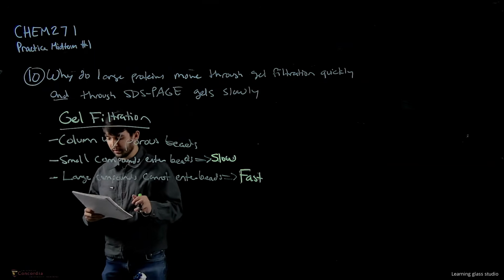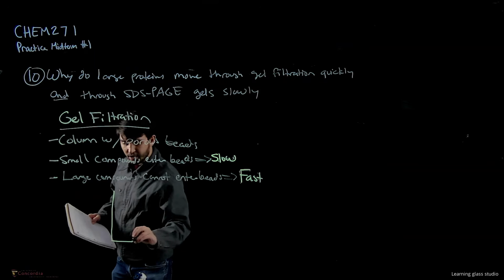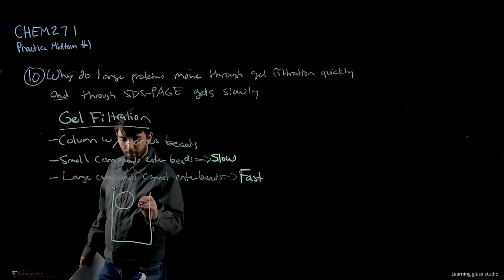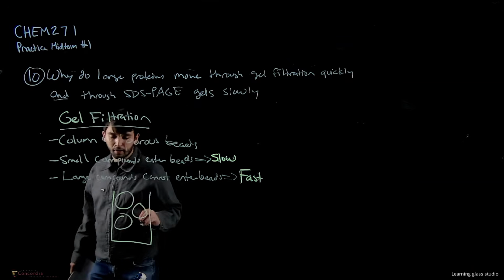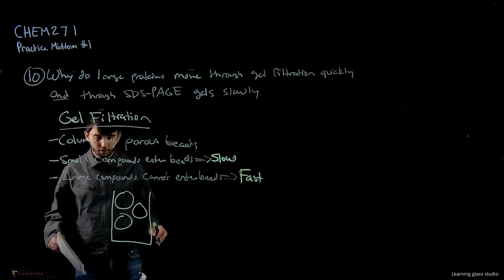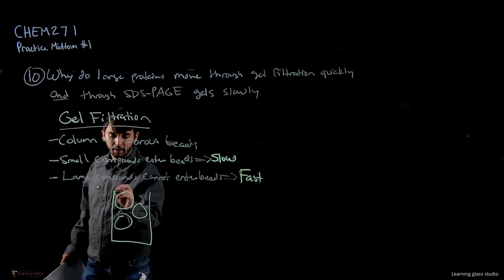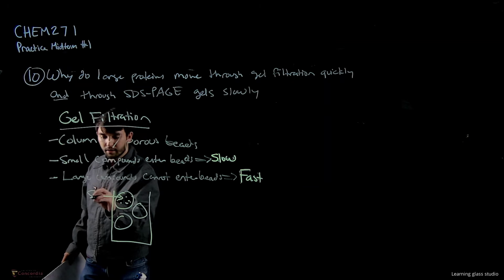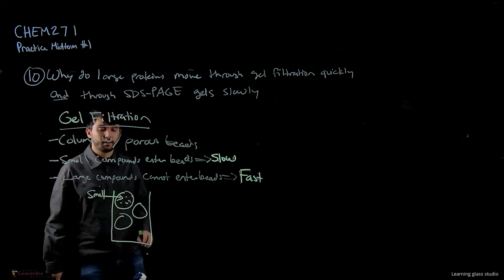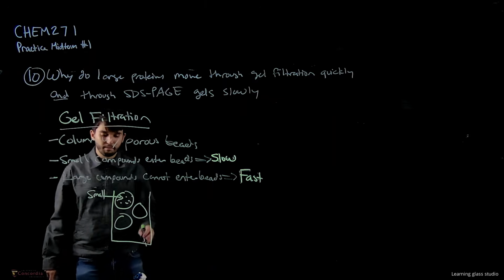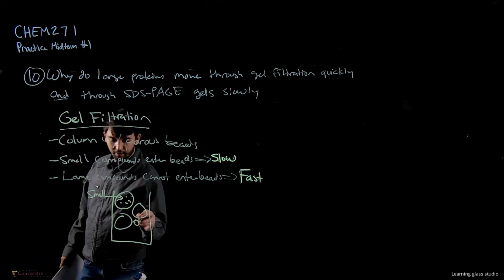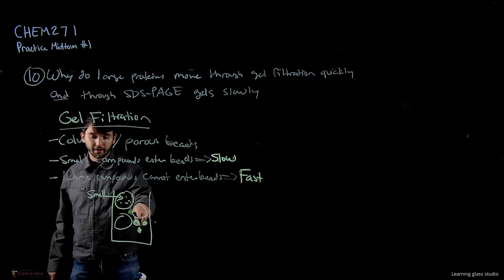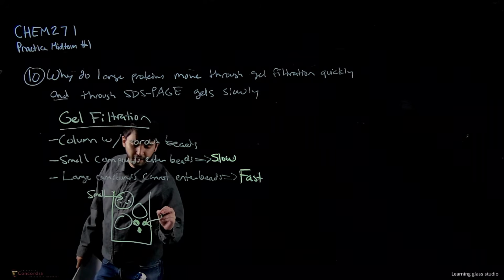If we want to draw what this looks like, imagine this is our column here. These are our porous beads. So the small proteins here will get caught in the bead and they will go slow. Meanwhile, the larger proteins cannot enter the beads, so these end up moving faster.